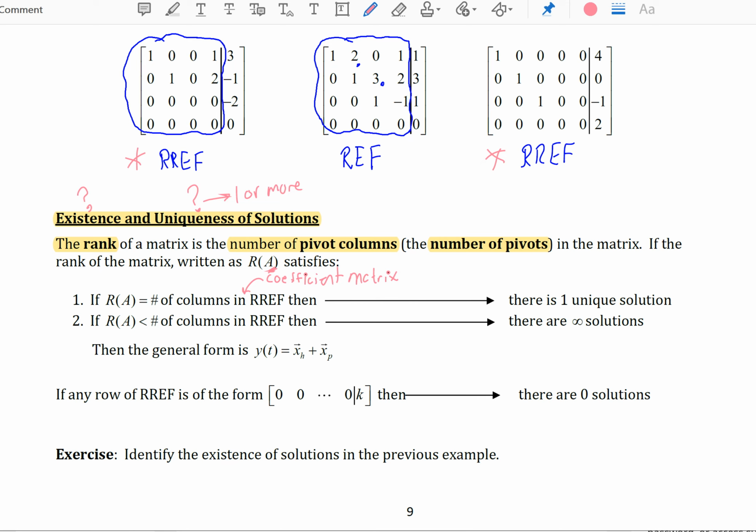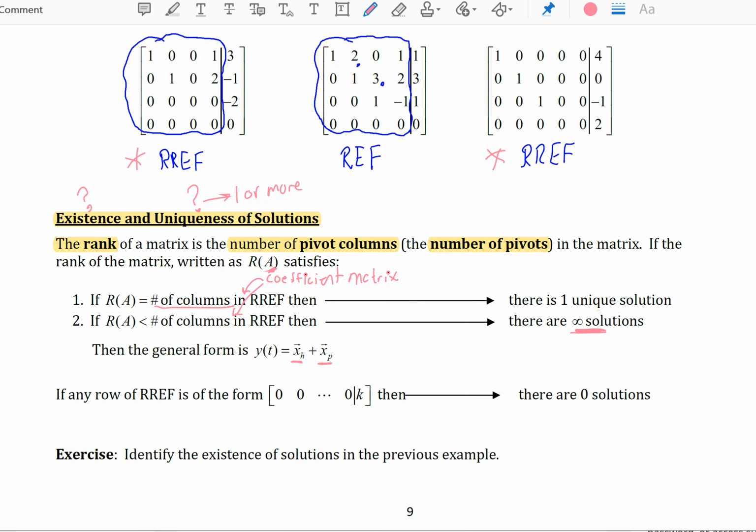If the rank of A is the same as the number of columns in the coefficient matrix, then there's one unique solution. If the rank of A is less than the number of columns in the coefficient matrix, then there are infinite numbers of solutions. And the way we represent our infinite numbers of solutions is by finding your homogeneous solution and adding it to your particular solution. And of course, I'm going to do that in some examples with you today.